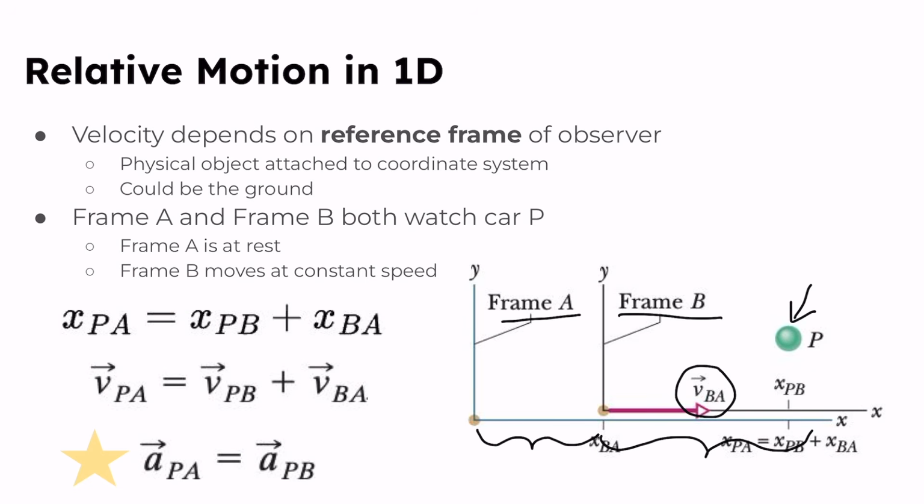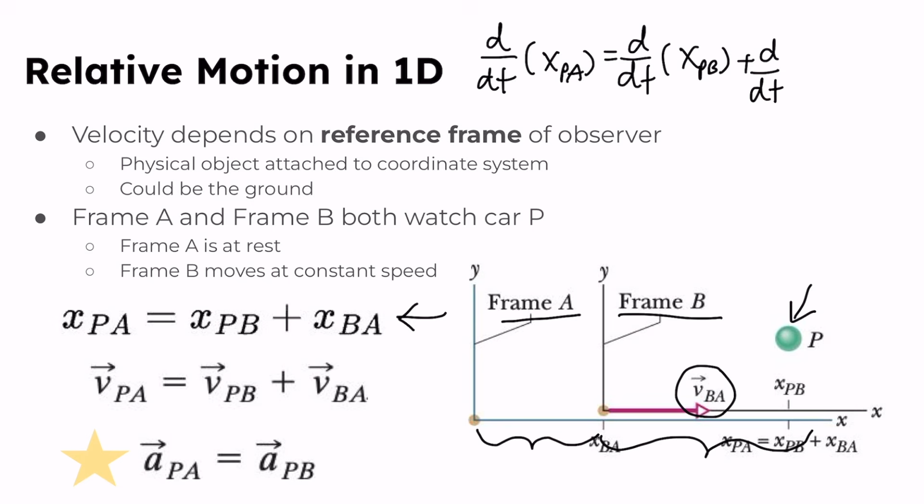If we take the time derivative of this equation, we have d/dt of xPA, and that gives us d/dt of xPB plus d/dt of xBA. And what does that give us? From our previous videos, and if you've taken calculus, we know that this would just give us the velocity. So the velocity components are again related in the same way. The velocity of P in frame A is equal to the velocity of P in frame B plus the velocity of B from frame A.